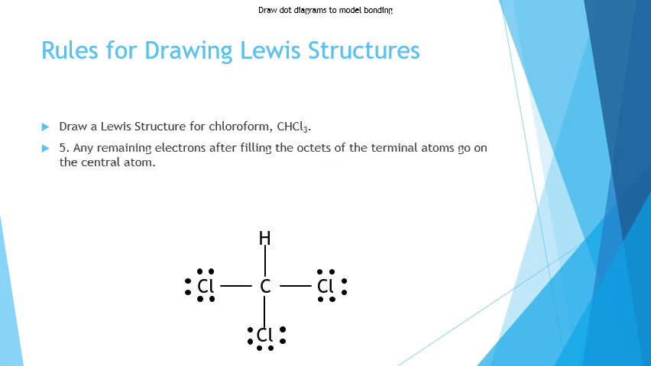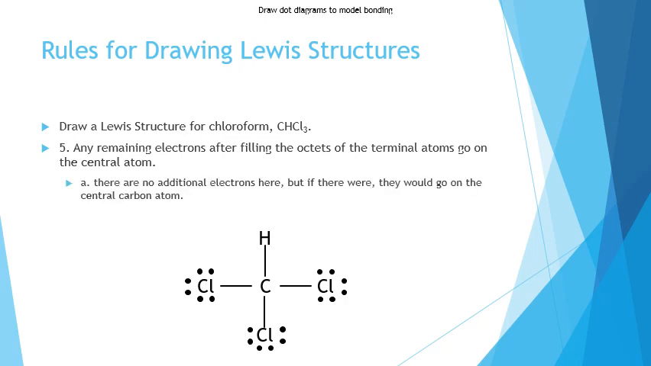All right, step 5. Any remaining electrons after filling the octets of the terminal atoms go on the central atom. Well, in this case, we used all of our remaining electrons. We don't have any pairs left over. If there were any additional electrons, though, if I had any pairs left over, they would go on my central carbon atom. But I don't have any, so they don't go there.